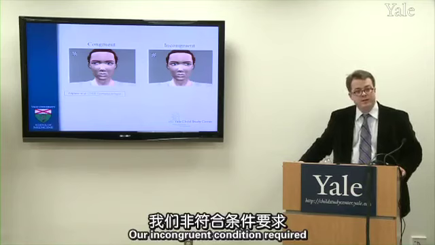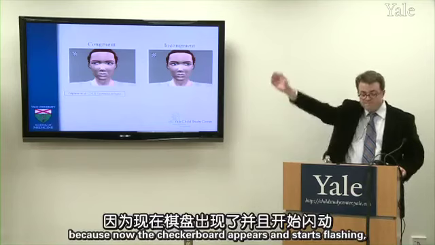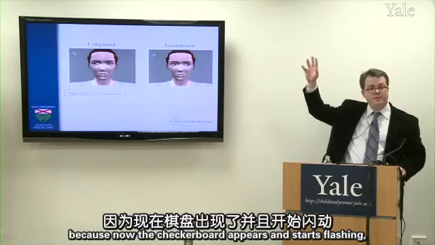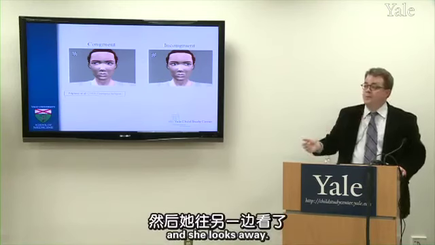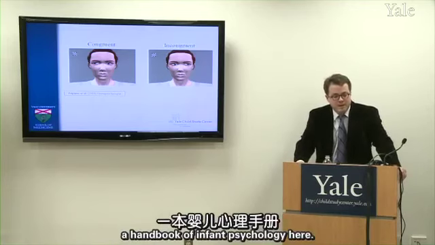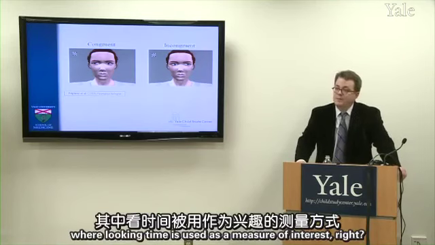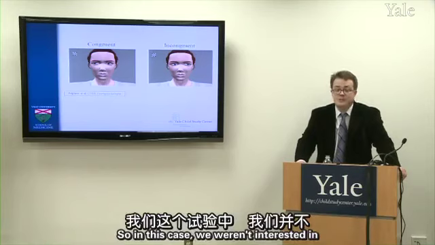Our incongruent condition required a little bit more of the brain to figure out, because now this checkerboard appears and it starts flashing, and she looks away. All right? And so what we were doing is borrowing from the Handbook of Infant Psychology here. Many studies of infants have been done where looking time is used as a measure of interest, right?